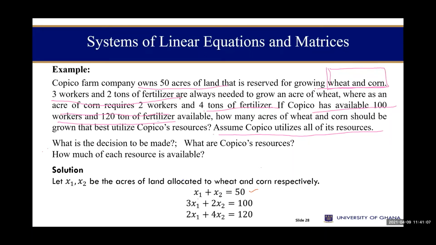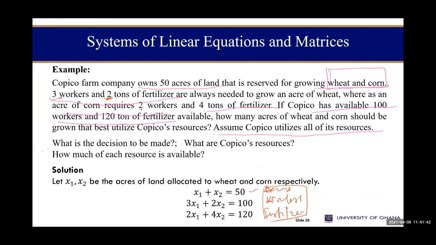Corn. Please, the 3-2 here is not these 2 we are looking at. This one is acres. Let me write here. This is workers. And this is what? Fertilizer. Bear in mind that each of the resources must be formulated according to the allocation. So you don't pick 2 tons and come and write it here as workers. Please note that.